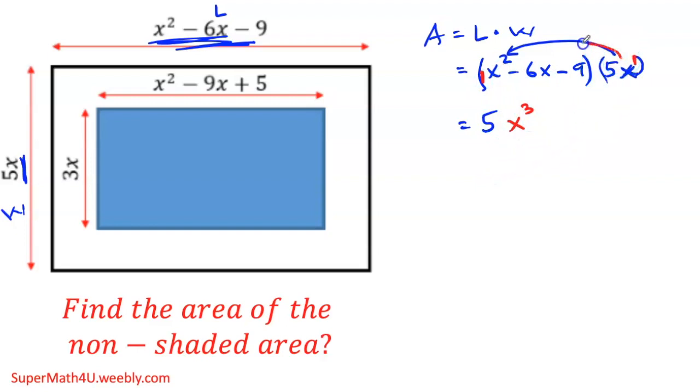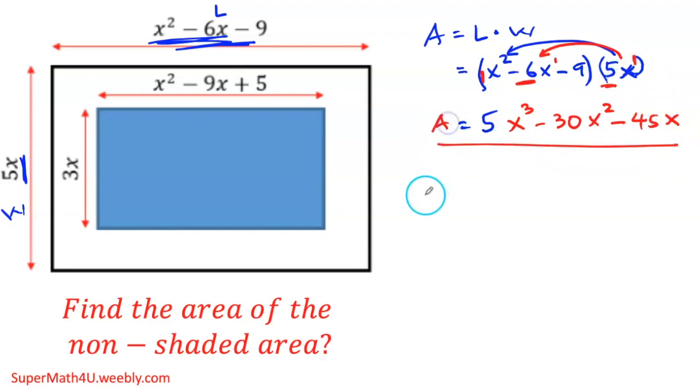Next one, 5x times negative 6x. I multiply the numbers first. Negative 6 times 5 is going to give me negative 30. And then x to the first times x to the first. X and x is the same variable, so I keep the variable and I add the exponents. 1 plus 1 is 2. Last, negative 9 times 5 is negative 45. And I only have one x because the 9 does not have an x. Therefore, I just bring that x. And then this is the area from the outside.